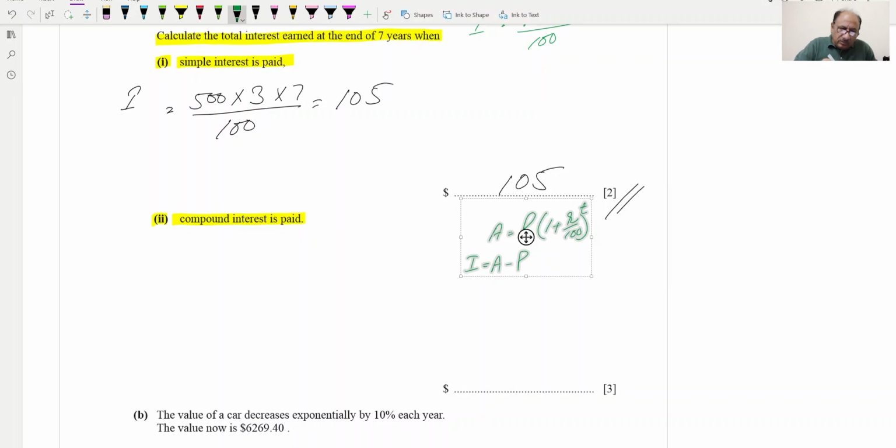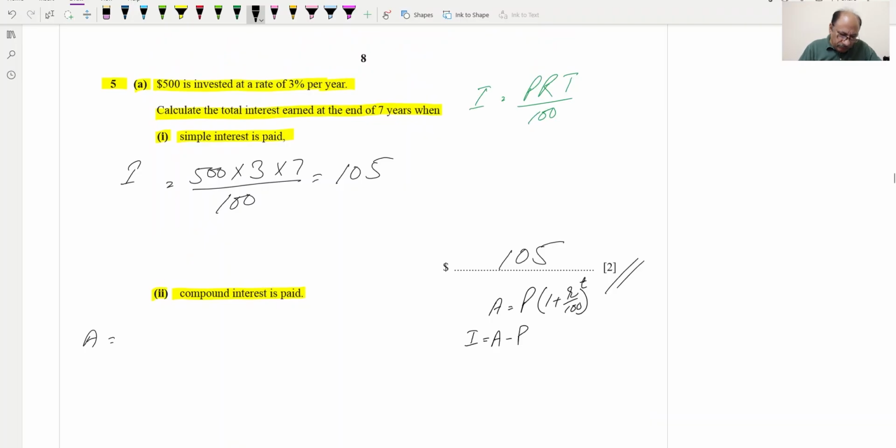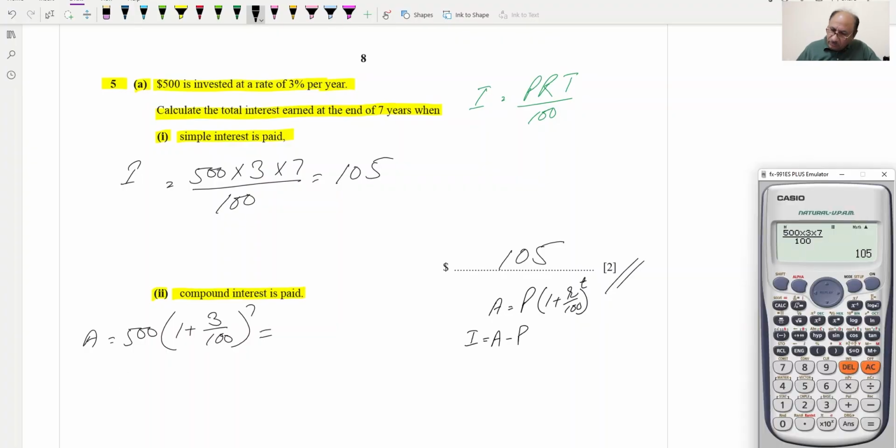Now we can replace the values, and the values are what? Amount will be equal to principal amount, which is $500. So we can write 500, and 1 plus rate is 3%, and time duration is 7. So this will be equal to 500 into 1 plus 3 over 100, and this will be raised to the power 7, and this is equal to 614.94.